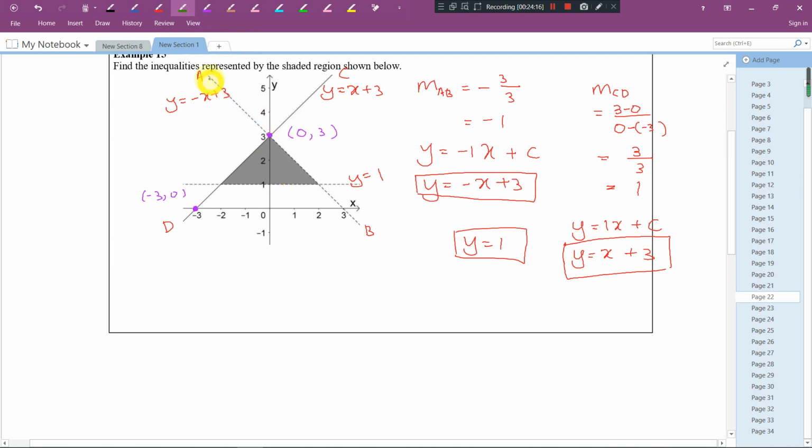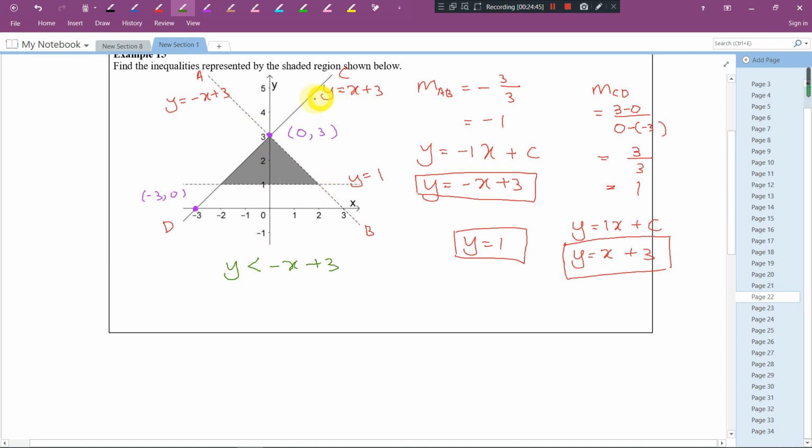Let's look at AB first. You notice that the shaded region is below this straight line, y equals negative x plus 3, and this straight line is drawn using a dotted line. So I have to use less than. Why do I use less than, not greater than? Because the shaded region is below this straight line. Less than.